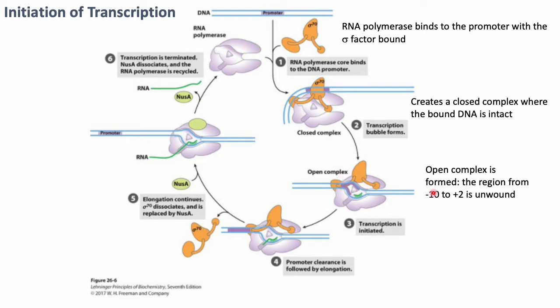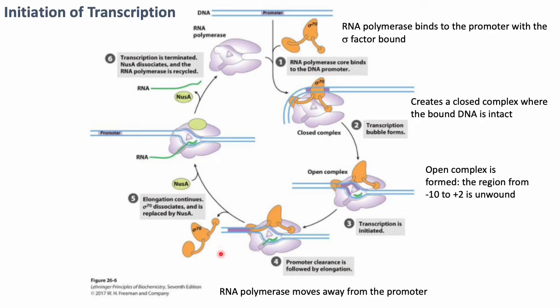After this, the complex opens up. So the open complex is then formed, and a region from about position minus 10 to about plus 2 is essentially unwound. So this bubble starts to form. Okay. So the complex opens up, and transcription can be initiated. Then the RNA polymerase moves away from the promoter. So there's promoter clearance, which is followed by elongation.